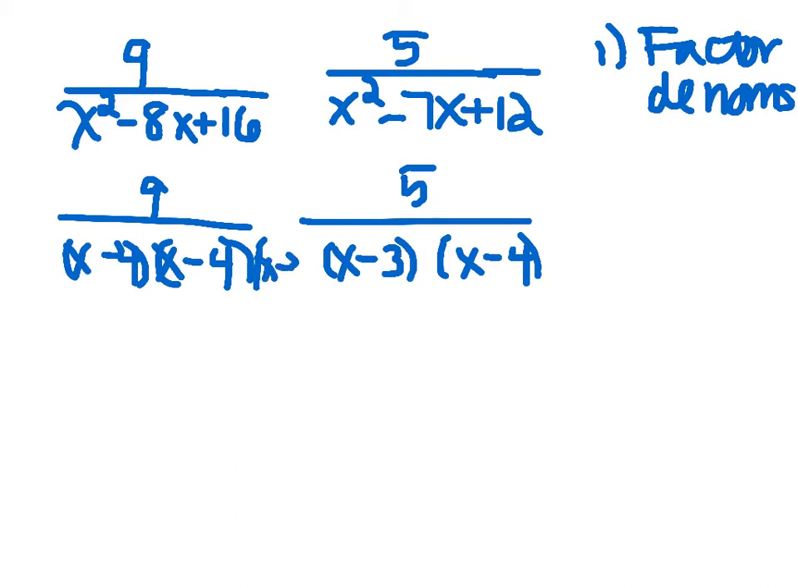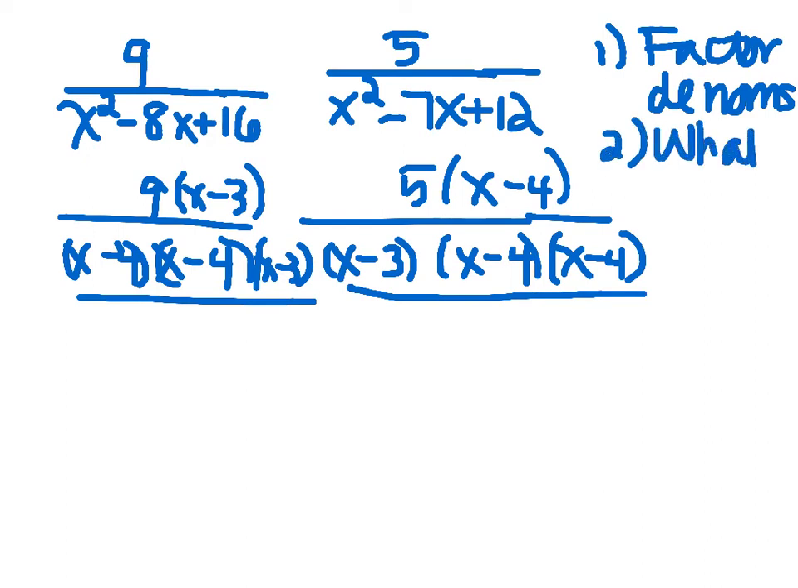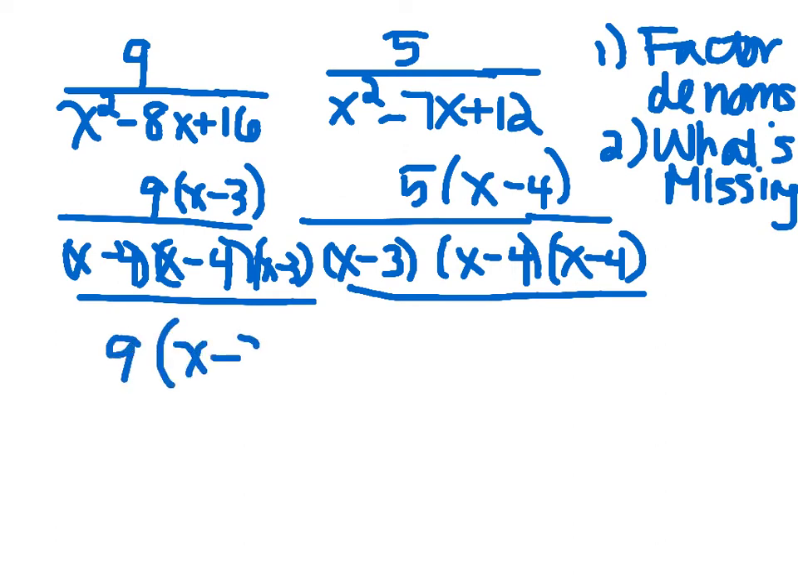This one is missing (x minus 3). If I do it to the bottom, I have to do it to the top. This one is missing an (x minus 4). If I do it to the bottom, I have to do it to the top. And you know you're done when this collection of factors is the exact same thing as this one. So I'm just going to write that second step. What's missing? So these now are the two new fractions written with a least common denominator.